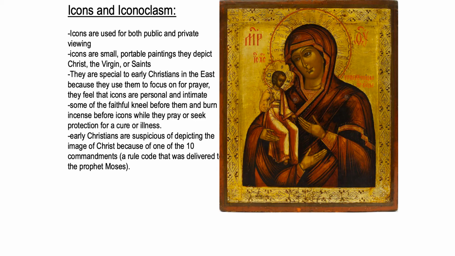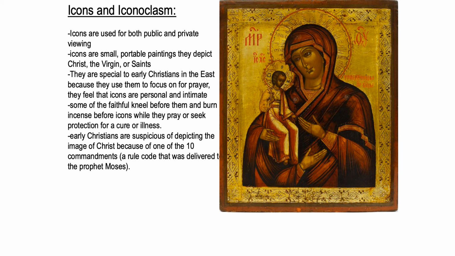So let's talk a little bit about icons and iconoclasm. Icons were used for both public and private viewing. If you go into a Greek Orthodox church today, there are lots of icons around. When you see an icon, you would make a cross over your chest, bend over, and kiss the icon. We call that venerating the icon. Some icons are small, others are fairly large. A good example of a large icon would be the icon screen that's usually at the front of the church. That is decoration for worship.